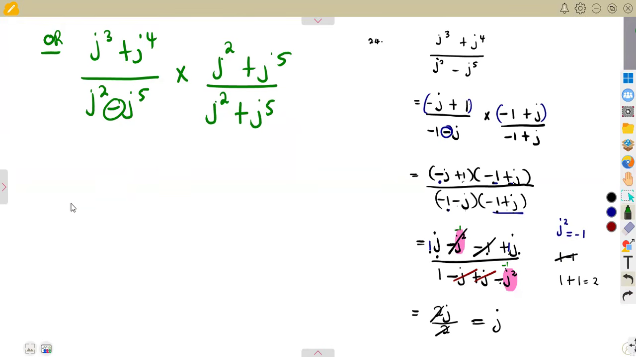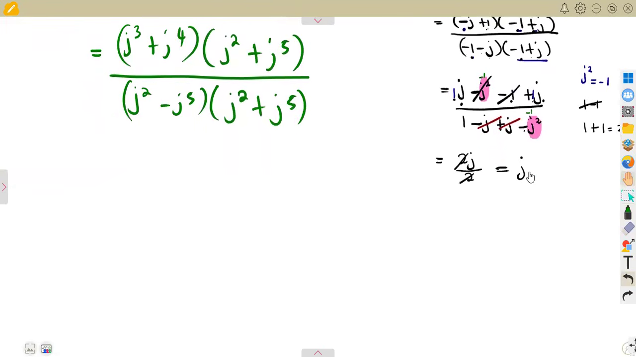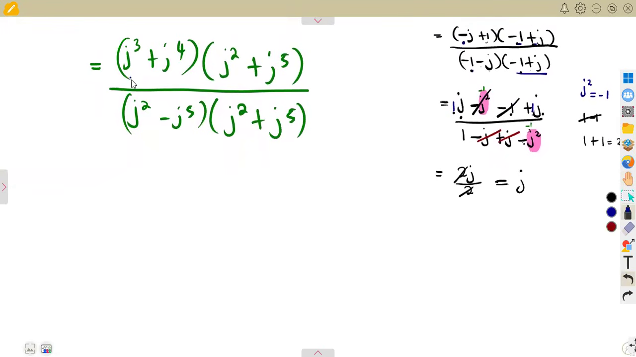As long as you understand your complex numbers at the end, like how to simplify them. The product of the two in the numerator, that is j to the exponent of 3 plus j to the exponent of 4, into the bracket of j squared plus j to the exponent of 5. Then the denominator, as we can see, that is j squared minus j to the exponent of 5 into j to the exponent of 2 plus j to the exponent of 5. Okay, so let's see what we were supposed to have at the end from this. Product multiplies everything in the second bracket.